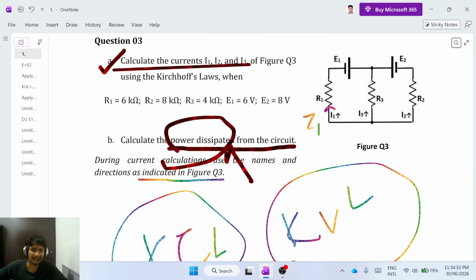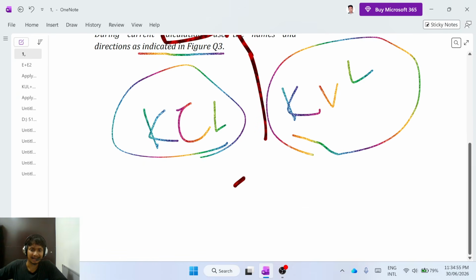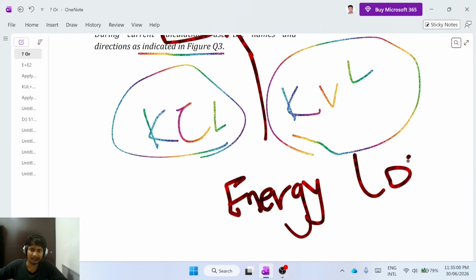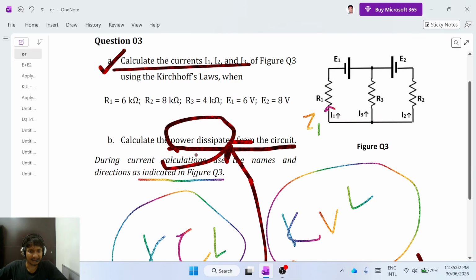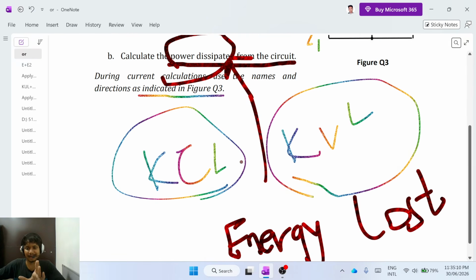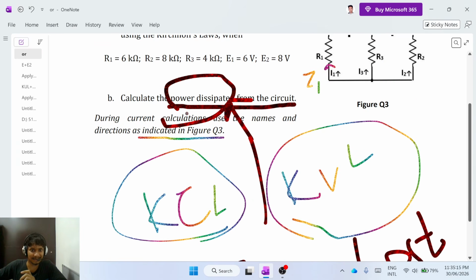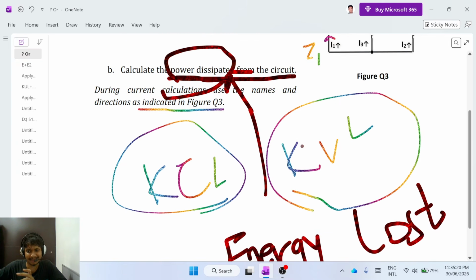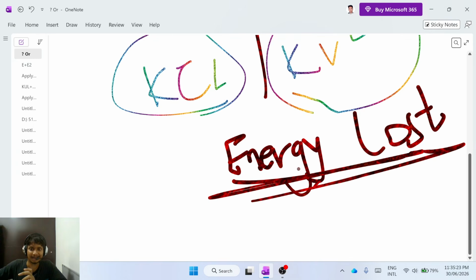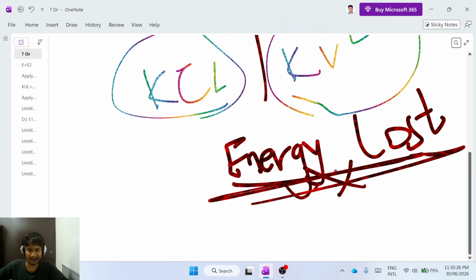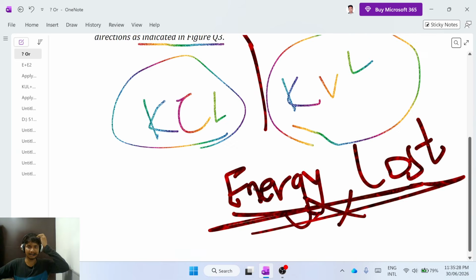That is energy loss. That is the power dissipated. Power dissipated is only energy loss. Someone may get confused by the name. Please memorize it: power dissipated means energy loss.